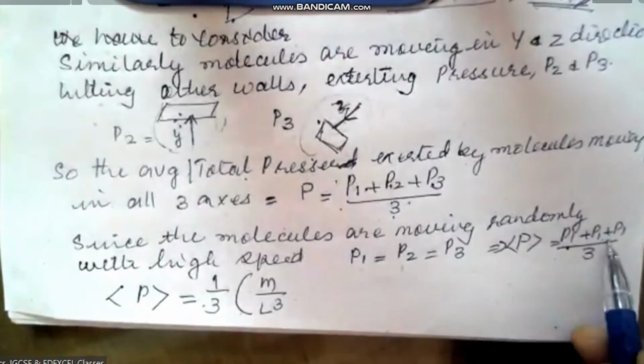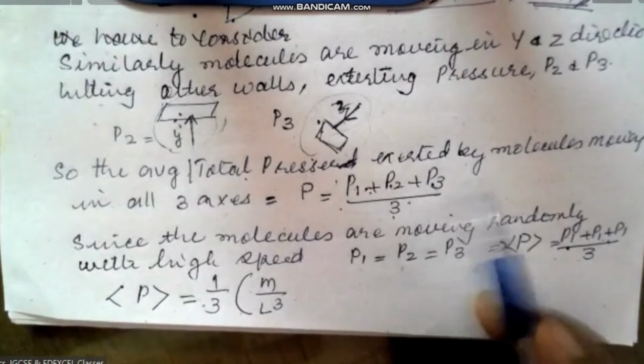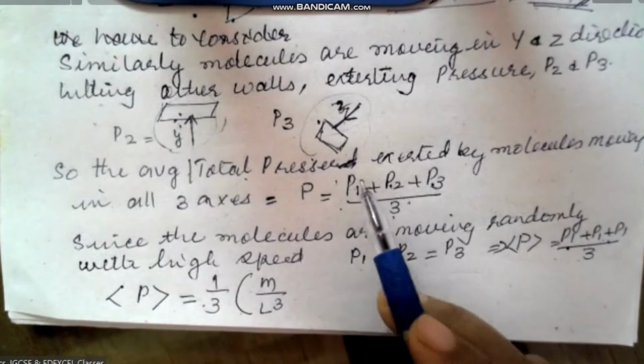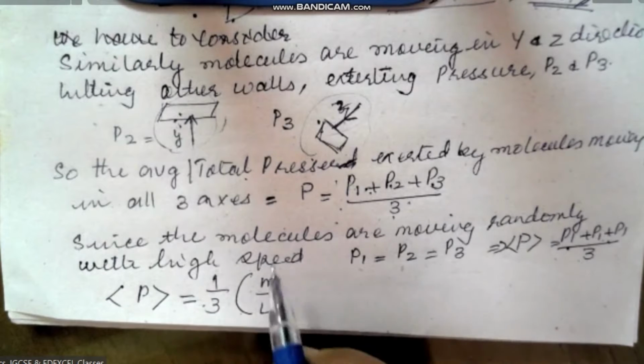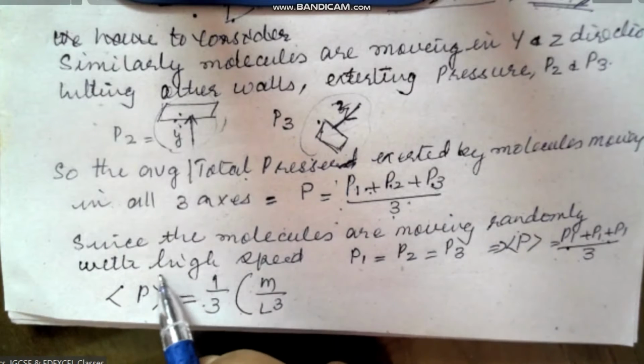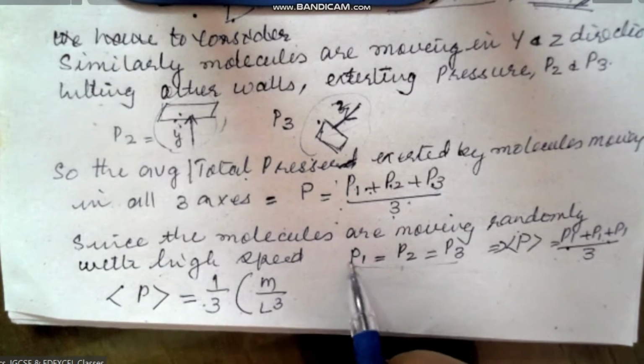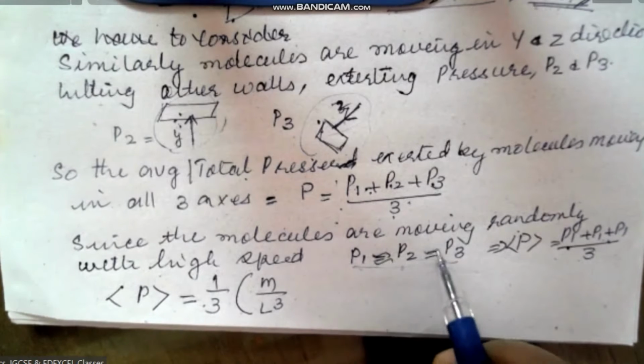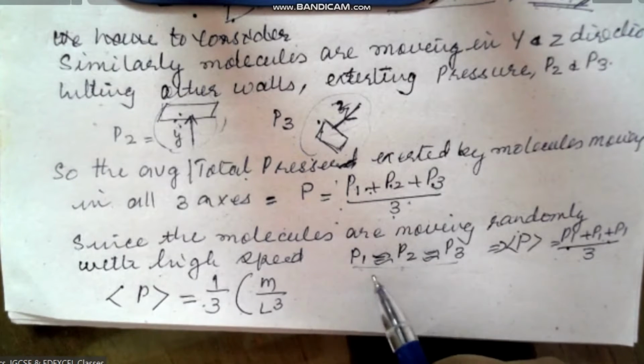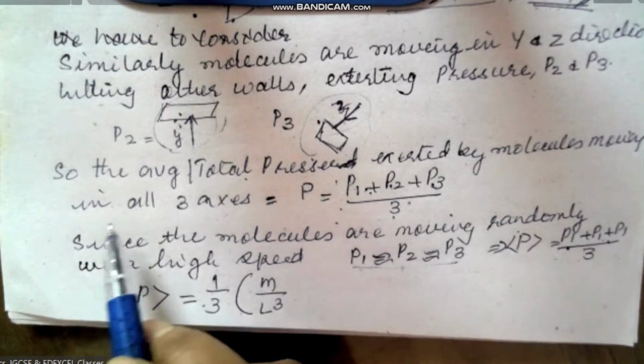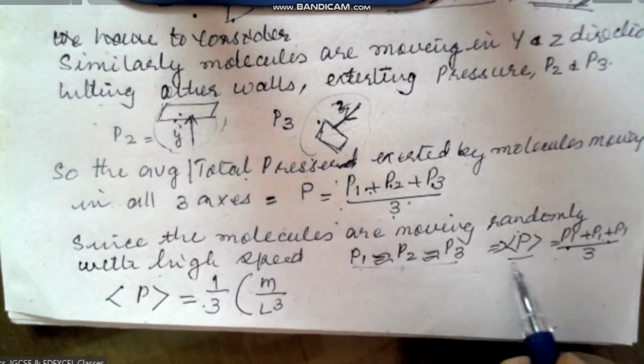Okay, so therefore, this average pressure is equal to P1 plus P1 plus P1 divided by 3. That is what I am writing over here. Did you understand why we do it like this?